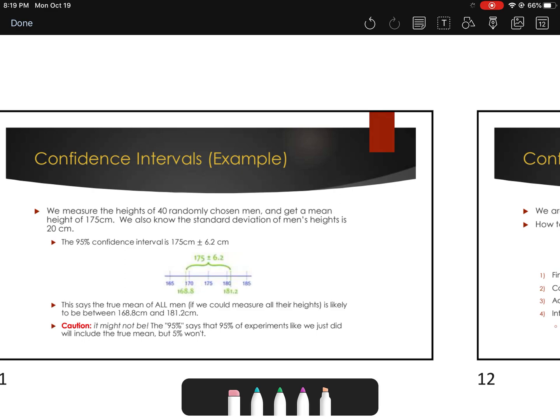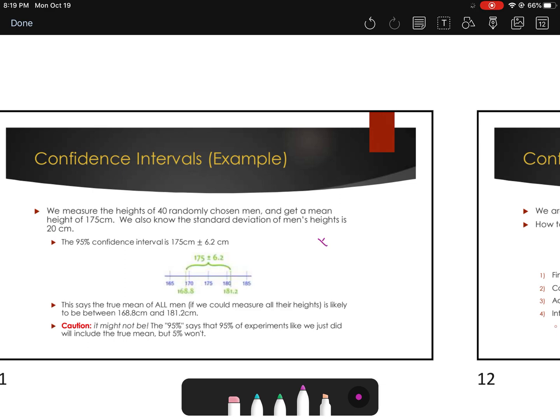Okay, so here is an example. Let's say we measure the heights of 40 randomly chosen men and get a mean height of 175 centimeters. We also know the standard deviation of men's heights is 20 centimeters. Okay, so let's say the 95% confidence interval is 175 centimeters plus or minus 6.2. Again, just making sure we look at the correct notation here.